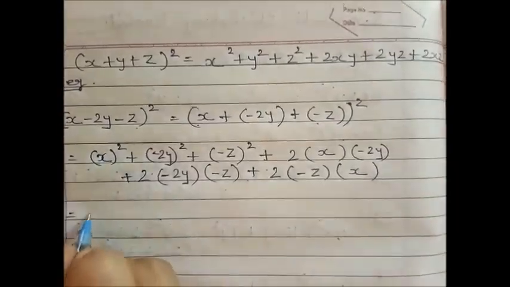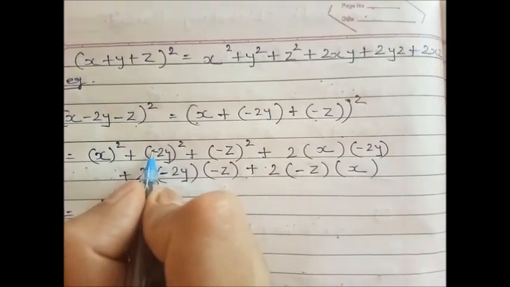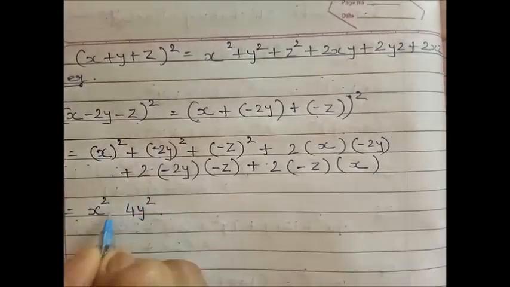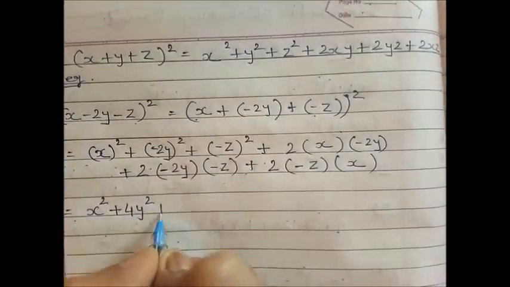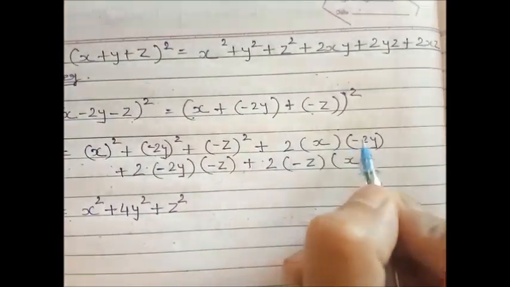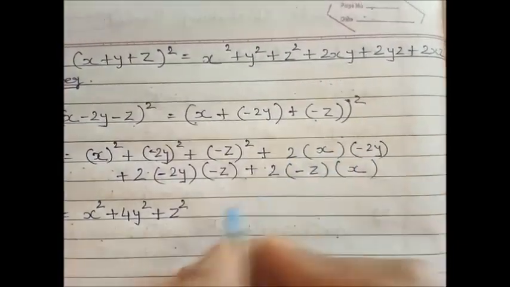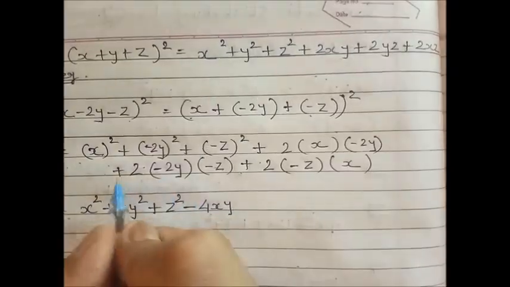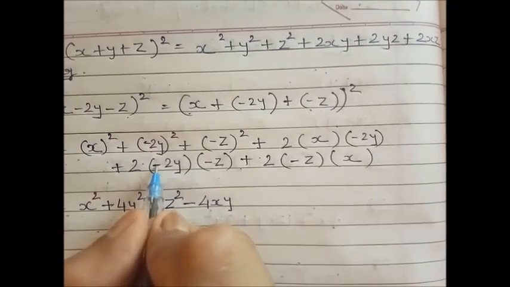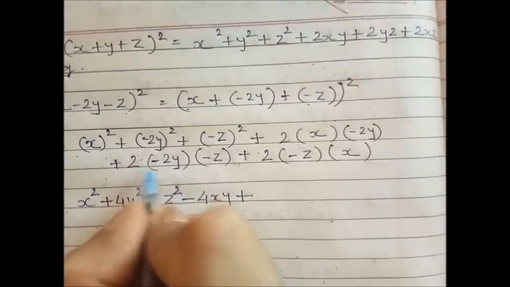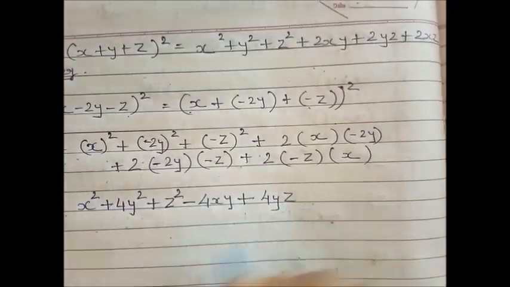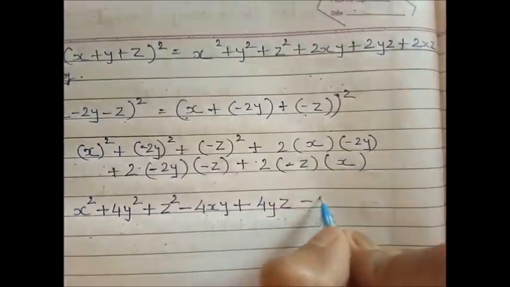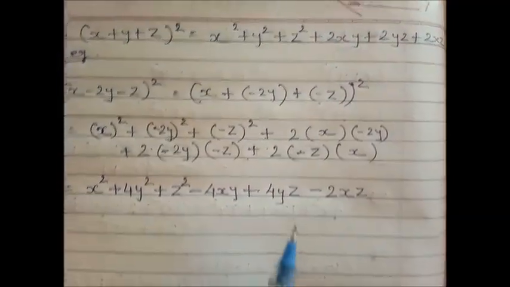Now simplify. x square, that is x square. Now minus 2 whole square, that is plus 4y square, plus, then minus z square, that is z square. Now see the sign here, plus plus minus, so plus minus minus. Now multiply the number, 2 2s are 4xy. Now here see the sign, plus into minus, minus; minus minus minus plus, 2 2s are 4yz, plus minus minus, and no number is there, so 2xz. This is your answer.